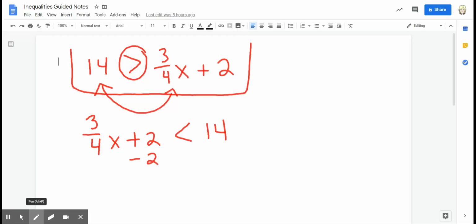Okay, so we went ahead. The opposite of a positive 2 is a negative 2. Whatever we do on this side, we do on the other. This cancels.